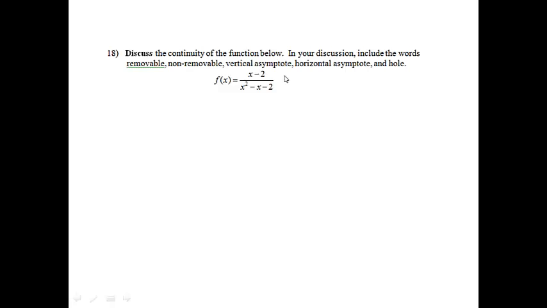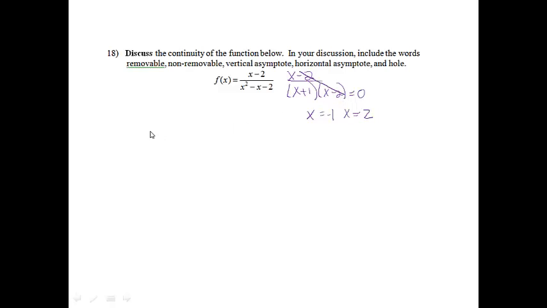So I know that I'm looking for where the denominator would equal 0. The first thing that I'm going to do is go ahead and factor the denominator. So I've got (x + 1)(x - 2). From here, I know that the denominator would equal 0 at x = -1 and x = 2. I do also notice that my x - 2's will cancel out.